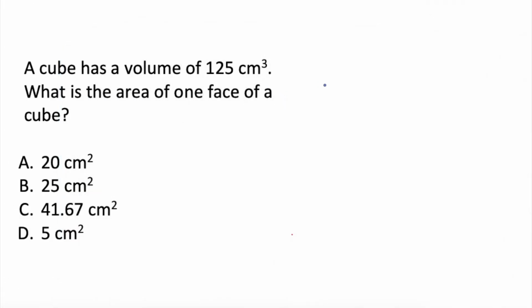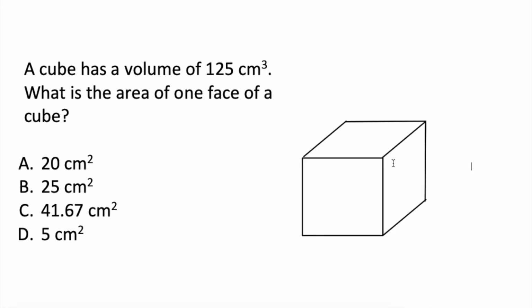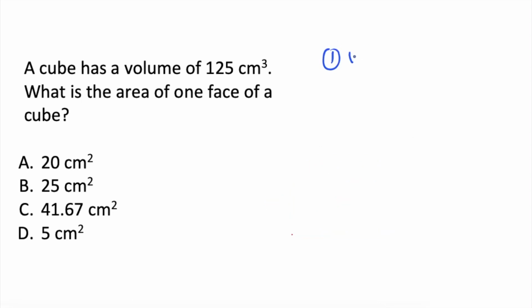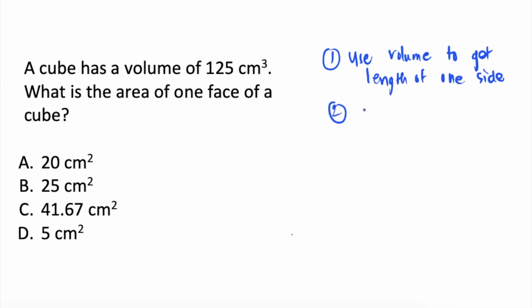A cube has a volume of 125 centimeters cubed. What is the area of one face of a cube? So, meron tayong cube dito. Ang one face ng cube ay isang square. And in order to solve the area of one face, kailangan nating malaman ang length ng isang side. Let's say, side S. So, gagamitin natin ang given value ng volume to get the length of one side. And then, we will use this to solve for the area of one face.